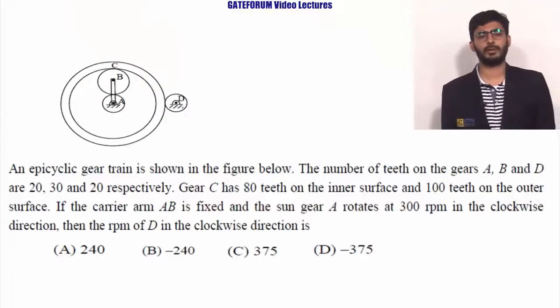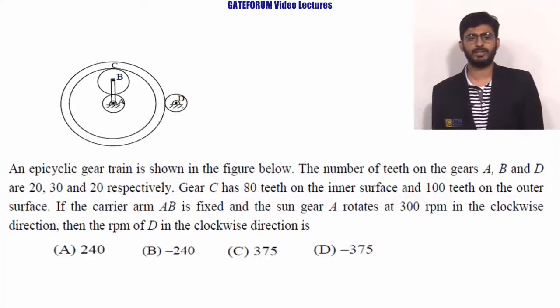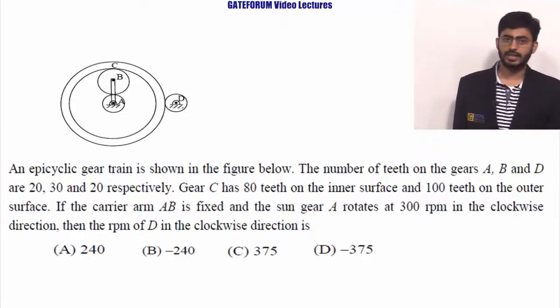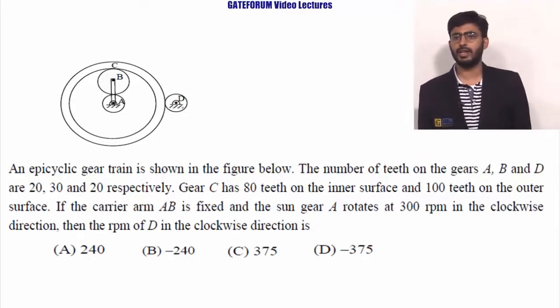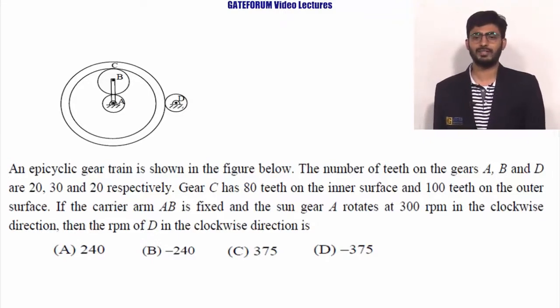This question belongs to the topic theory of machines, from the subtopic gear trains. Here is the question. An epicyclic gear train is shown in the figure below. The number of teeth on A, B, and D are 20, 30 and 20 respectively. The gear C has 80 teeth on the inner surface and 100 teeth on the outer surface. If the carrier arm is fixed and the sun gear A rotates at 300 rpm in clockwise direction, then the rpm of D in clockwise direction is dash.